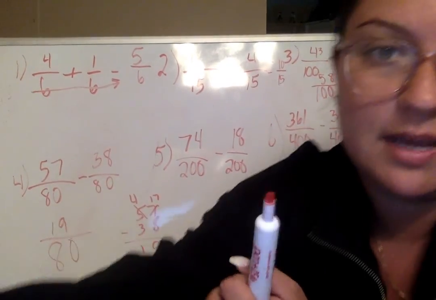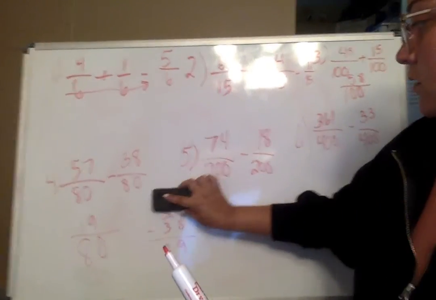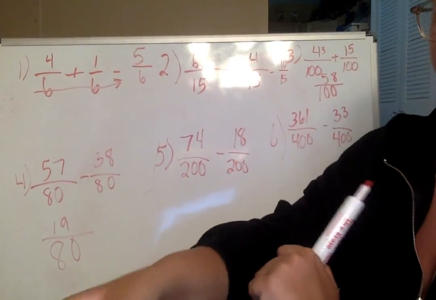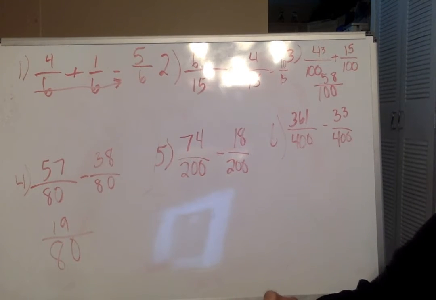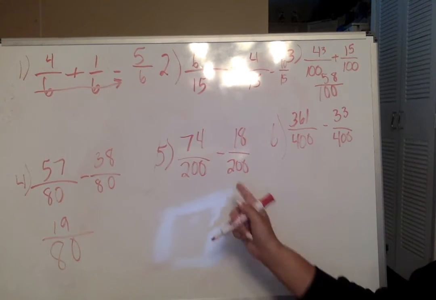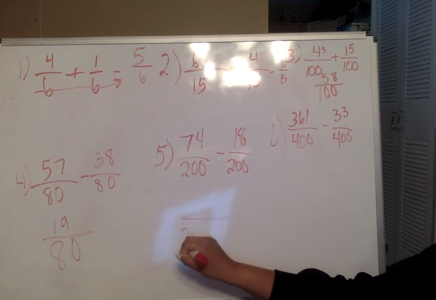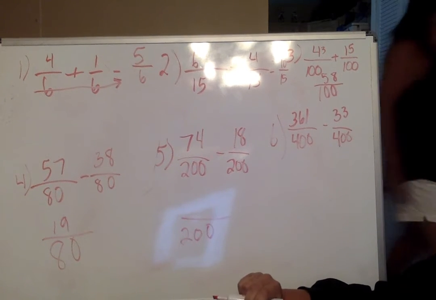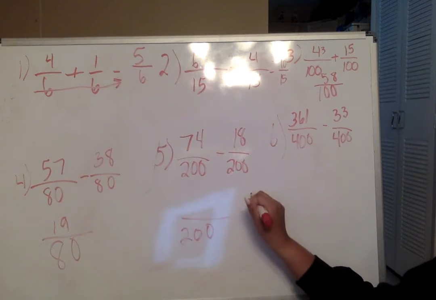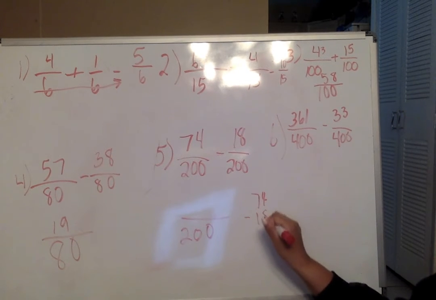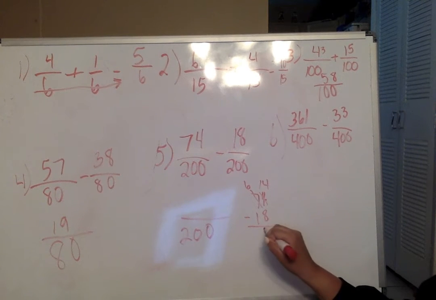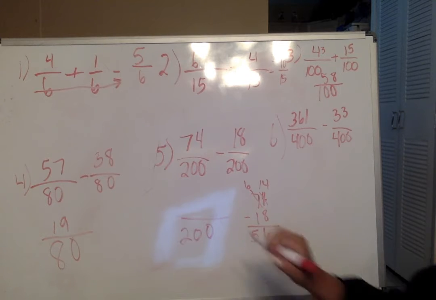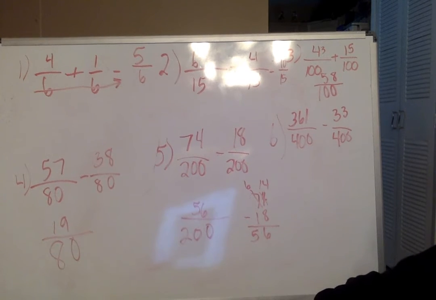Okay, now I need to erase that because I need some more space. It looks like we have some more regrouping here. Actually, it looks like I gave you regrouping for all 3, so let's go ahead and do that. Here I know my denominator will be 200, since these are both like denominators. Then we have 74 minus 18. I'm just going to work that out on the side. For number 5, you should have had 56/200ths.